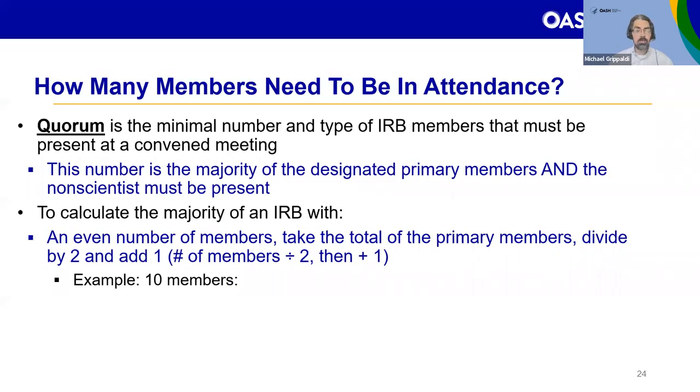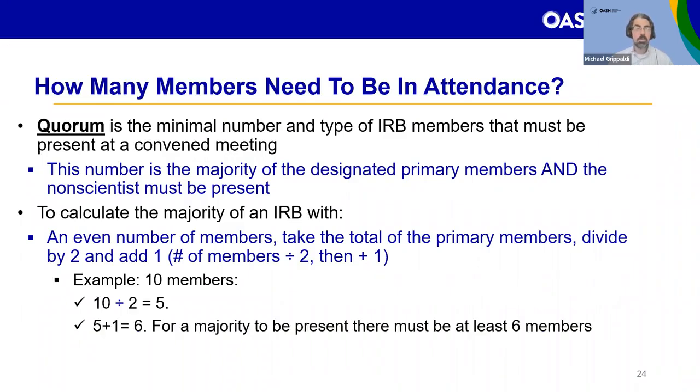So if we have an IRB that has 10 primary members, 10 divided by 2 results in 5, but we need a majority, right? Not half of the members, but we need a majority, not 50%. So 5 plus 1 equals 6. So in order to satisfy quorum, we would need 6 members present at the meeting. And don't forget, we have to have the non-scientists there as well.